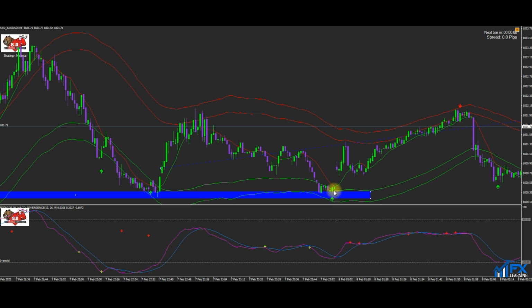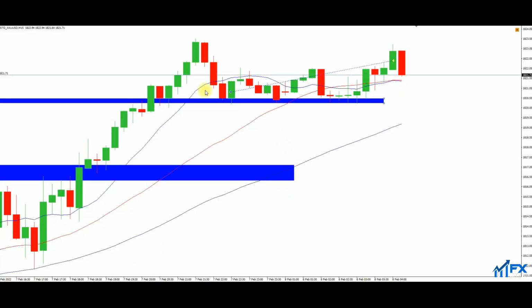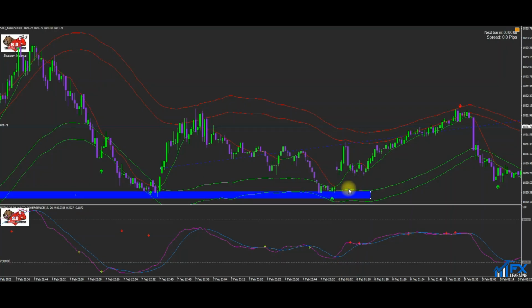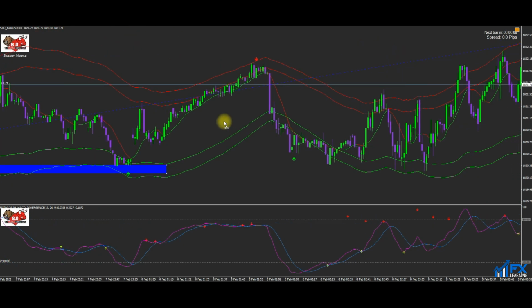So we actually would have got a double signal there. In fact, yeah, that would have been that double signal that you can see here. Look, you can see the bounce off that support. So it was a valid support in the end. So yeah, we had a double signal there. I wouldn't take that one because that one's against the trend. Wouldn't take this one here.